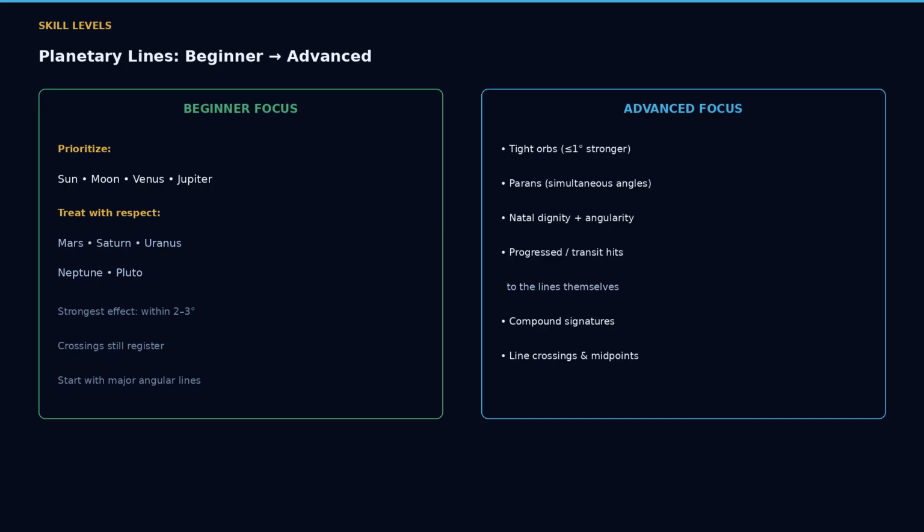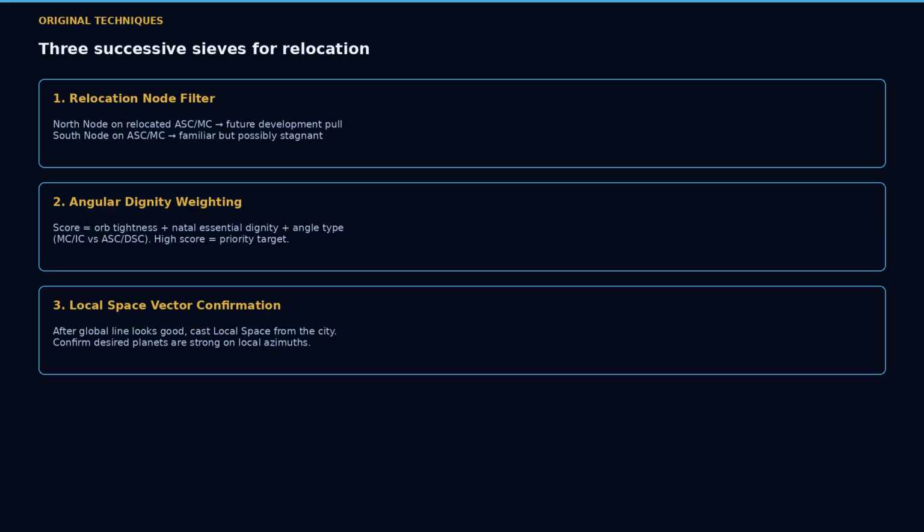Advanced students work with greater precision. First, orbs. A planet within 1 degree of an angle is far stronger than one at 3 degrees. Second, parans, paranatellonta. Moments when 2 planets are simultaneously angular, even if their lines do not cross on the map. Parans create compound signatures that a single line cannot express.